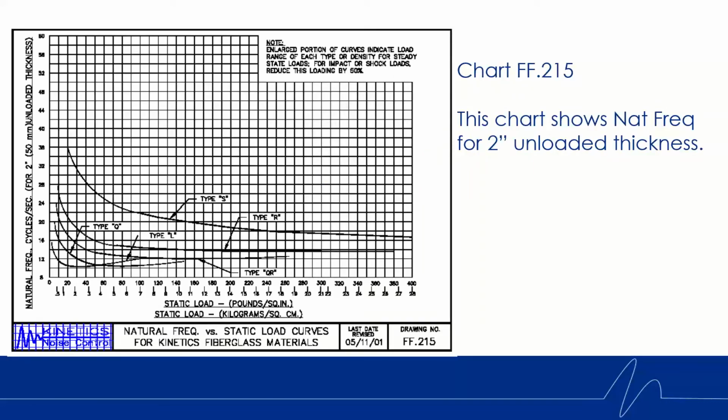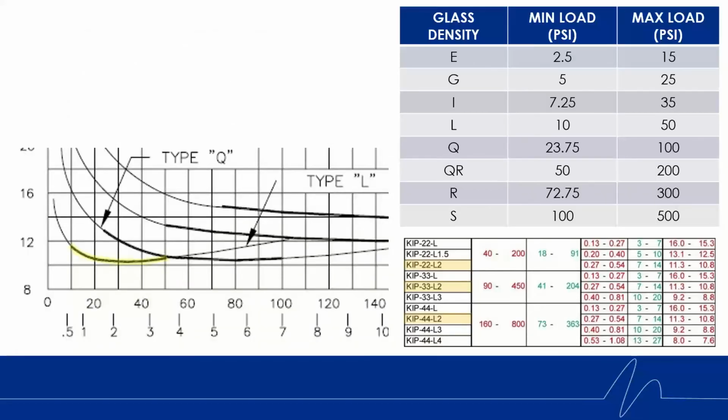Next, we have the chart FF.215. This chart shows the natural frequency for a 2 inch unloaded thickness. Again, we will focus on the highlighted area, focusing on the L curve. We can see that we have highlighted down on the lower right all the 2 inch tall isolators, locating the 10 PSI on the x-axis, as well as the 50 PSI. Following those over on the Y, we will see a value of 11.3 and a 10.8.